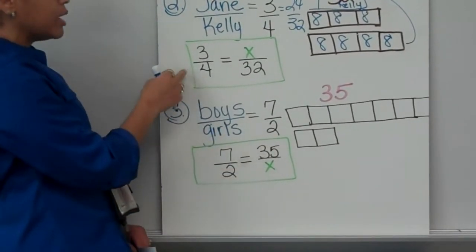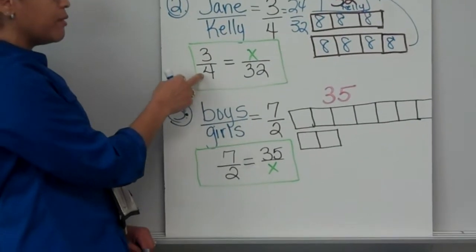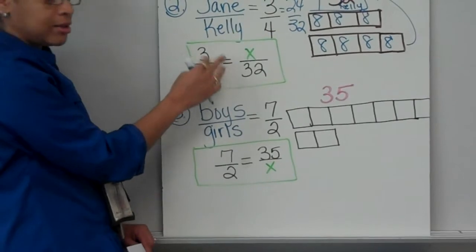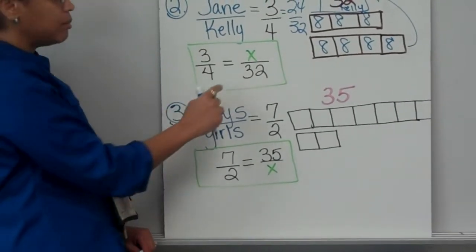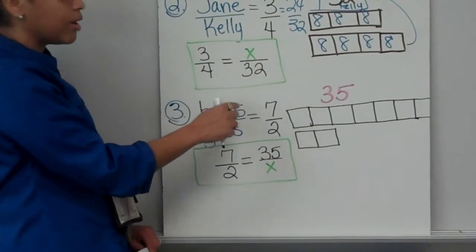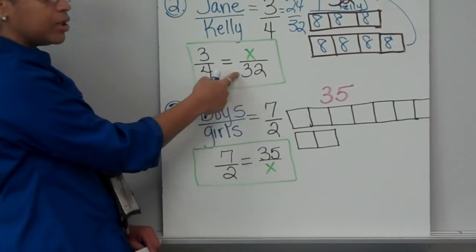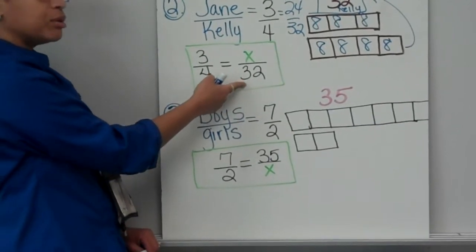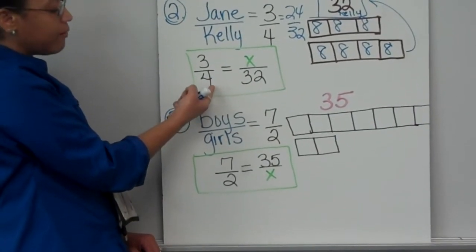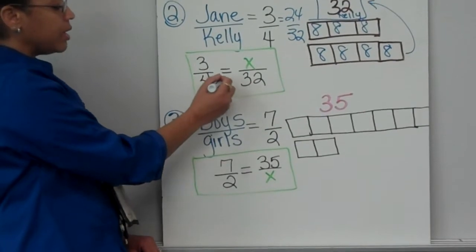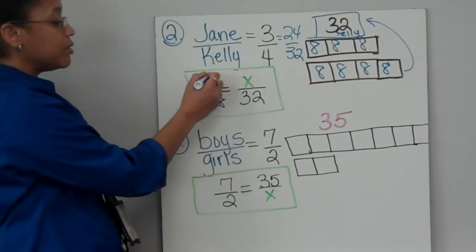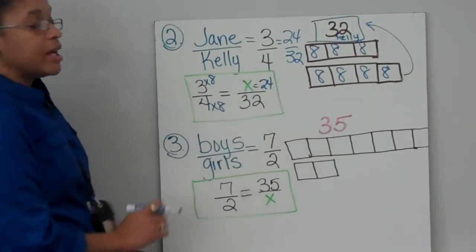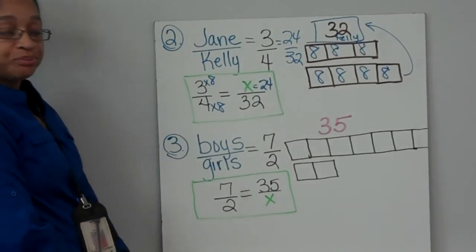Now using the proportion, I could have said Jane over Kelly, which is 3 over 4, is equal to, I don't know Jane, so she's going to be box or x. We say box in elementary, and we say x, a variable in 6th grade. And then we put 32 for Kelly because it was given to us in the problem. They told me that Kelly sold 32 cars. So then I have to say, how did 4 change to a 32, times 8? Whatever I do to the bottom, got to do to the top. So 3 times 8 will give me 24. And that's how I got the 24 for Jane.